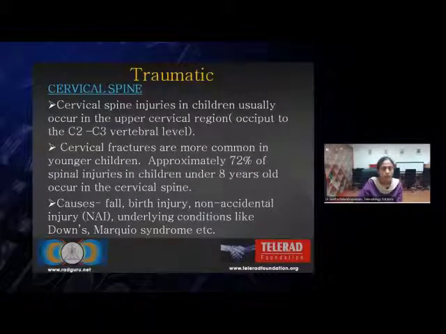Regarding trauma, cervical spine injuries in children usually occur in the upper cervical region, that is from the occiput to the C2-3 level. Cervical fractures are more common in younger children. Approximately 72% of the spinal injuries in children under 8 years of age occur in the cervical spine. The causes are falls, birth injury, non-accidental trauma, or other underlying conditions like Down's, Marfan's, etc.